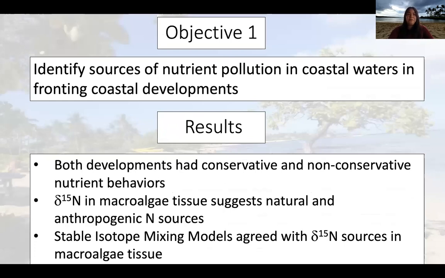So again, my first objective was identifying the sources to these coastal waters. And what we found was that both developments had conservative and non-conservative nutrient behaviors, so they had additions and removals of certain nutrients. The nitrogen-15 in macroalgal tissue suggests that there are natural and anthropogenic nitrogen sources, and using it in the stable isotope mixing models, they were able to support each other, and we found that the same sources were contributing.